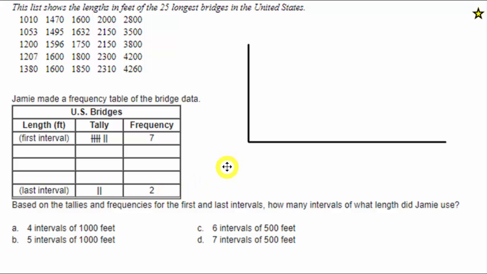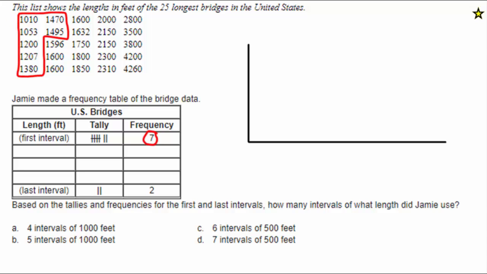Essentially what we can do is, since the data is in order, notice how it starts from least and then it goes in columns all the way up to the greatest length for the bridge. We can group the first 7 pieces of data for our first interval, and we can group the last 2. Since it says that there are 7 pieces of data in the first interval, let's group those first 7 together. So there's 5 in the first column, and then there's 2 more in the second column.